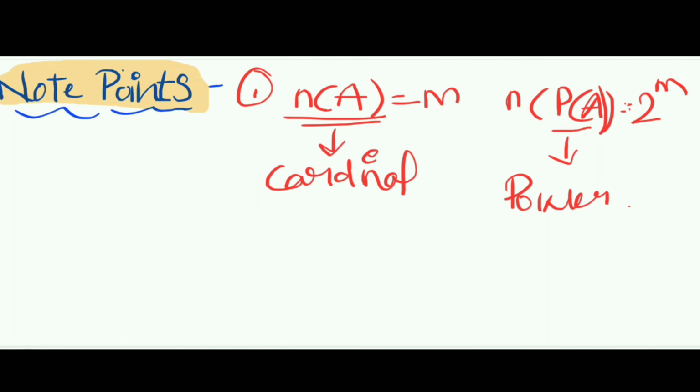Now here you can see that if n of A is m, then n of P of A, that is the number of elements in the power set of A, will be 2 power m. Okay, this is the first note point. Second note point, we will see the number of proper subsets.